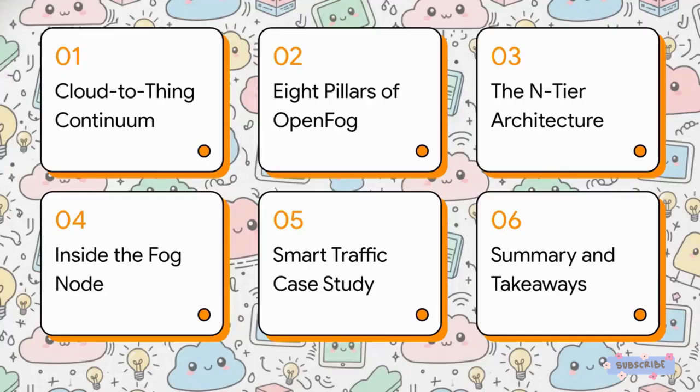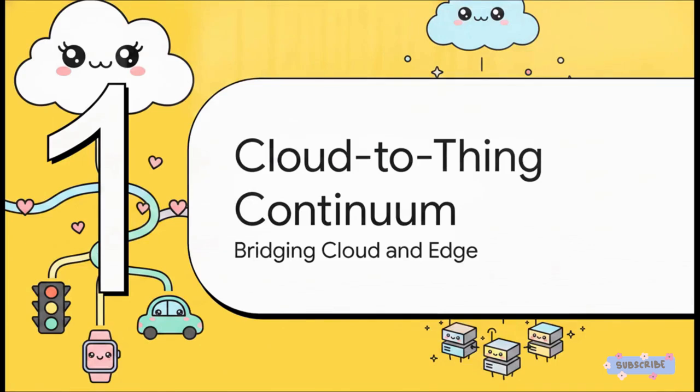Well, here is our roadmap for today. First, the cloud-to-thing continuum. Second, the 8 pillars of OpenFog. Third, the N-tier architecture. Fourth, we'll look inside the fog node. Fifth, a real-world smart traffic case study. And finally, number 6, your ultimate exam summary and takeaways. Okay, let's hit part 1, the cloud-to-thing continuum, and see how we bridge the cloud and the edge.